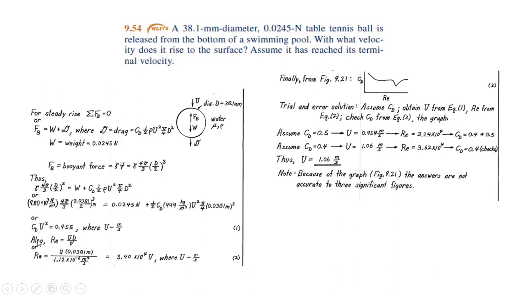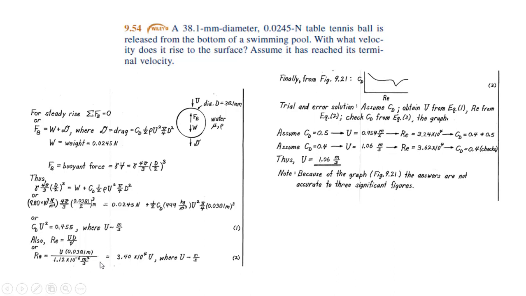Sorry. So now let's take another relation, which is the Reynolds number. Reynolds number is basically u d upon nu. U is unknown, d you know is the diameter of the ball, which is the characteristic length, and nu is the water's viscosity, 1.12 exponential minus 6.